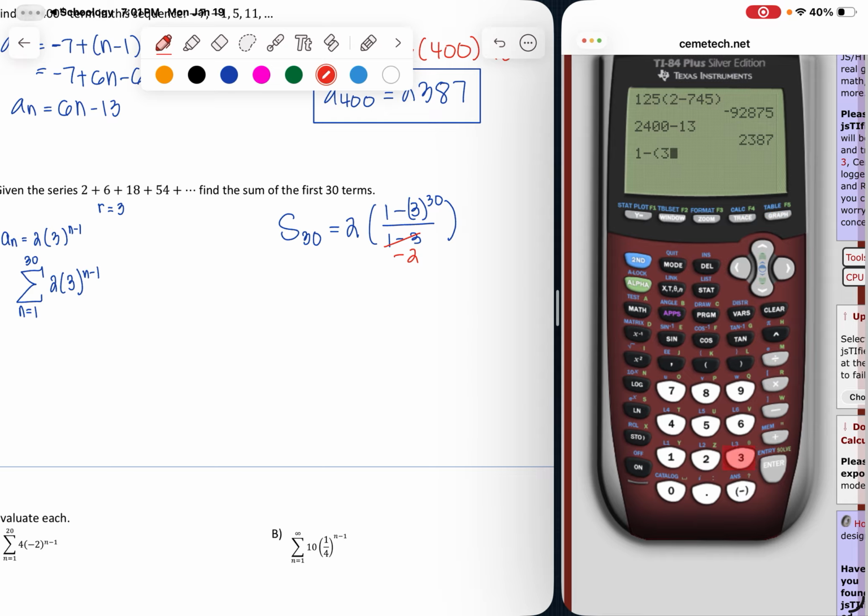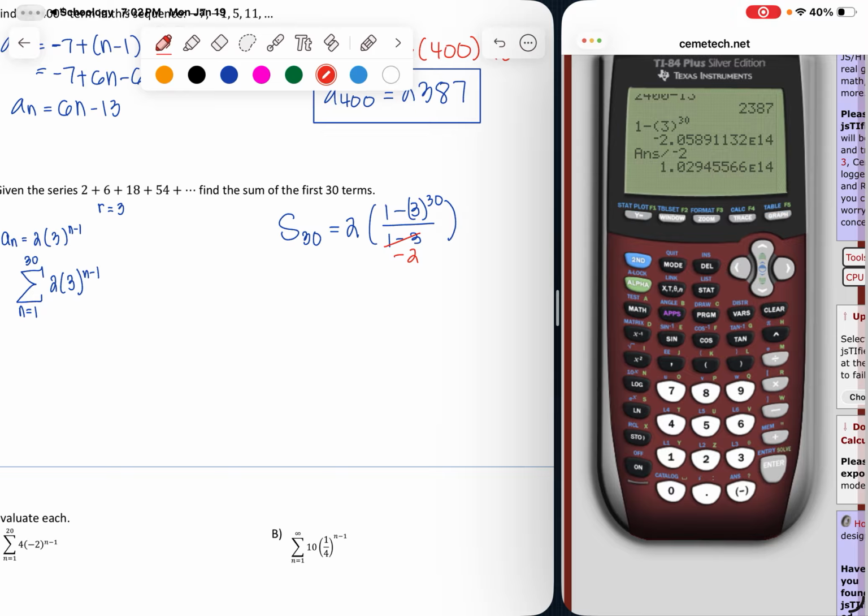So 1 minus 3 to the 30th power, enter. Look at that scary, negative, very small number. Please keep in mind that E14 means move the decimal 14 places to the right. If it was negative, it's to the left. So when I say very small number, I mean a very big negative number, and I don't even know how to say that. But then I go divided by negative 2, enter.